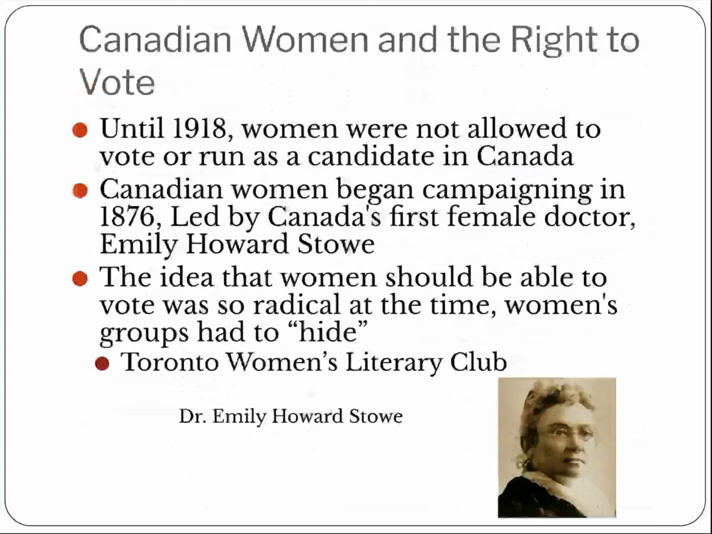Canadian women began campaigning in 1876 for the right to vote, and this was led by Canada's first female doctor, Emily Howard Stowe. The idea that women should be able to vote was so radical at the time that women's groups had to hide that they were meeting. There's a famous one called the Toronto Women's Literary Club. Essentially, they called it a book club, but what it was is they would meet and discuss what they could do to try and get the vote, to try and make women seen as equal to men.